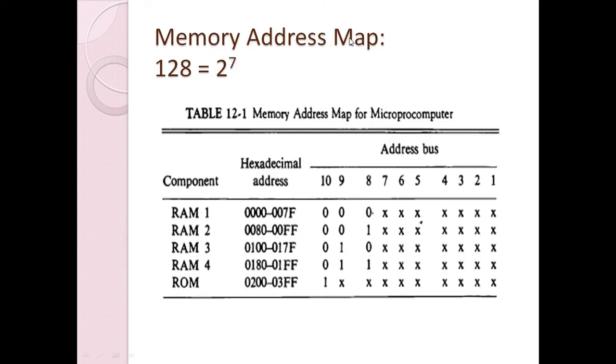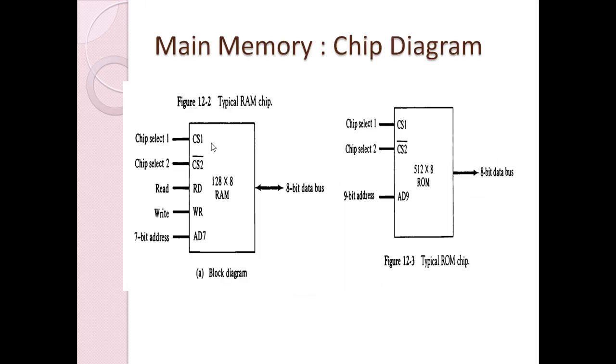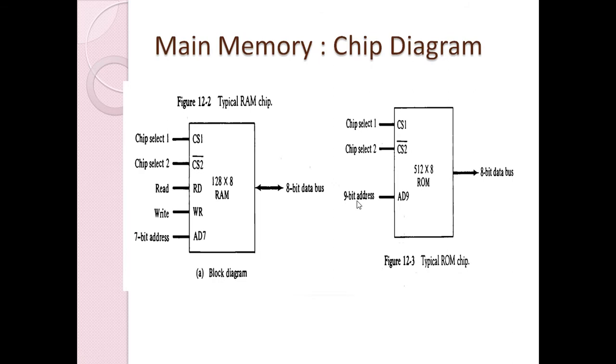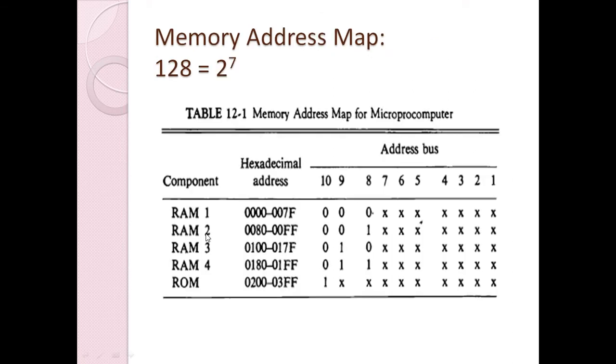Here we come to map the addresses. We want to make the interconnection of four chips of 128 by 8 RAM and one 512 by 8 ROM. So we need to map the addresses. As you know, the RAM address is 7 bits, so these 7 bits are kept for the address of a RAM, RAM 1, RAM 2, RAM 3, RAM 4. So all the 7 bits are only for the address of RAM.